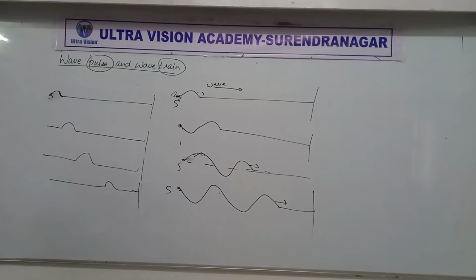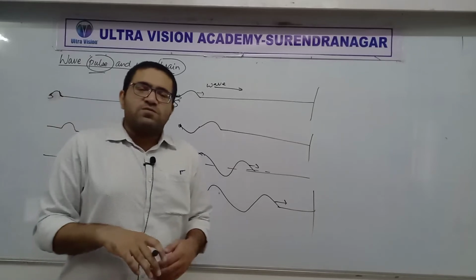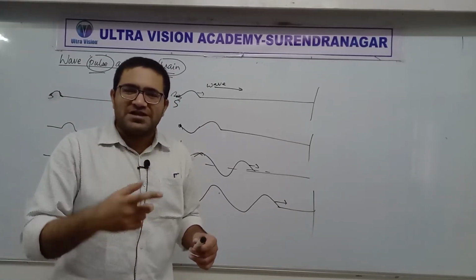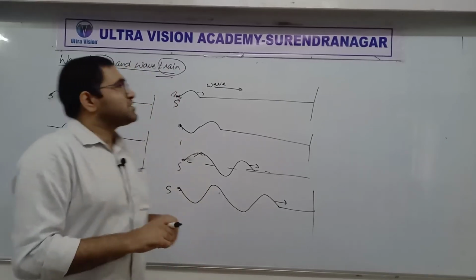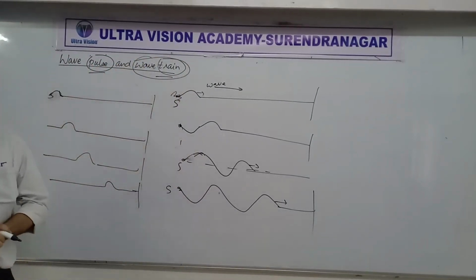So what's the difference between wave pulse and wave train? Just one thing. If there are wave pulses one after the other, continuously, one after the other, then that makes a wave train. Clear or not clear?